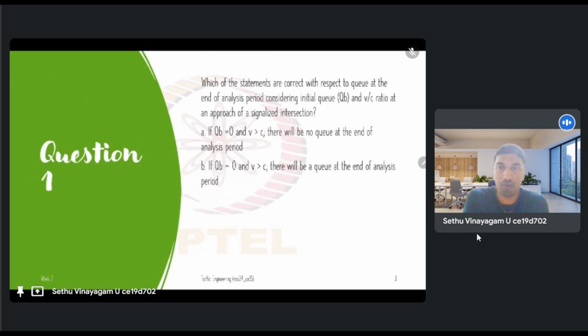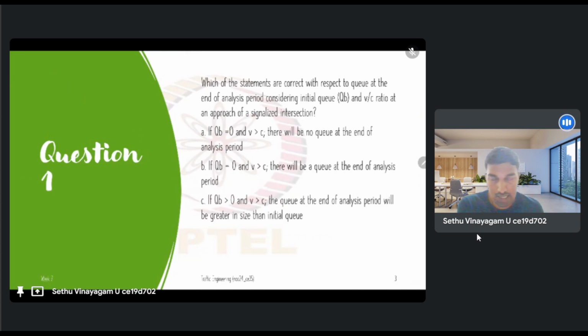Option B: if QB is equal to 0 and V is greater than C, there will be Q at the end of analysis period. C: if QB is greater than 0 and V is greater than C, the Q at the end of analysis period will be greater in size than the initial Q. And D: if QB is greater than 0 and V is less than C, the Q at the end of analysis period will be greater in size than the initial Q. So this is related to the Q length analysis. Let's look at what the correct answer is.